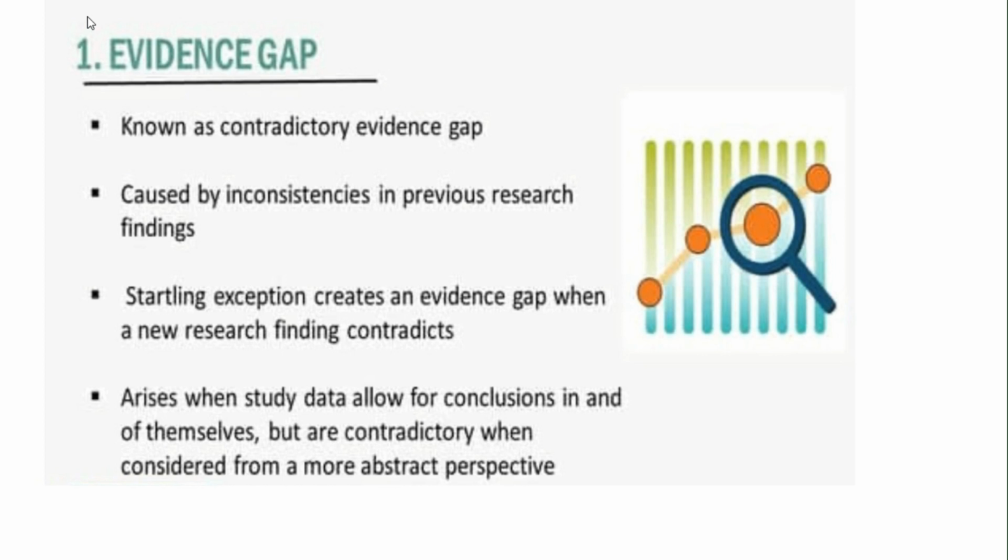A startling exception creates an evidence gap when a new research finding contradicts, and arises when study data allow for conclusions in and of themselves but are contradictory when considered from a more abstract perspective. So just to say in simple terms, an evidence gap occurs with a startling exception, arising when a new research finding contradicts widely accepted conclusions.